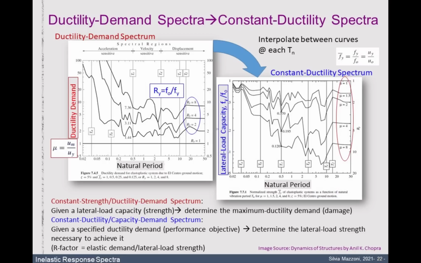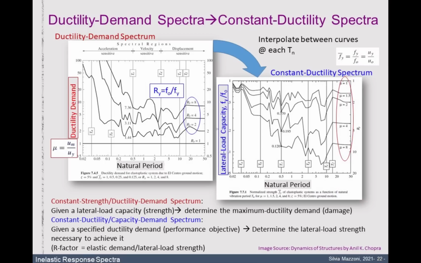structure to have an R factor, quote unquote, a ratio of my yield capacity to either the elastic capacity or the weight. It really depends on how you plot this, of 0.2. And that's really what the objective of these constant ductility spectra are. These are very much for design. And then the ones on the left-hand side are more for evaluation. If you have a strength of your structure, tell me what the performance is going to be.